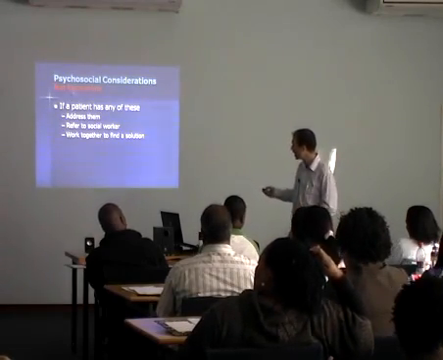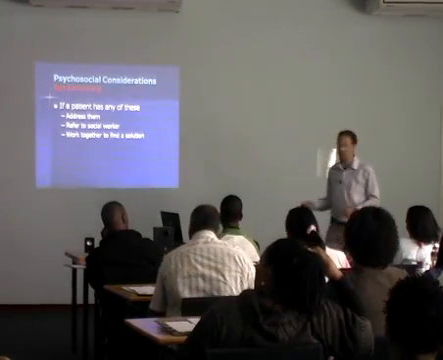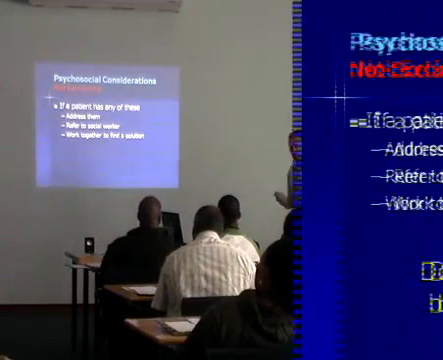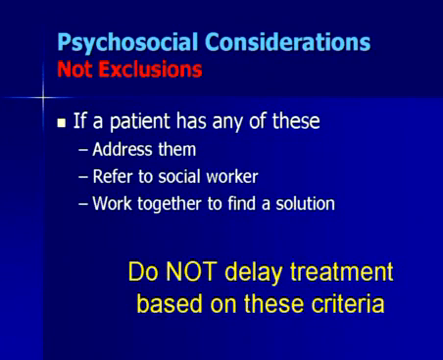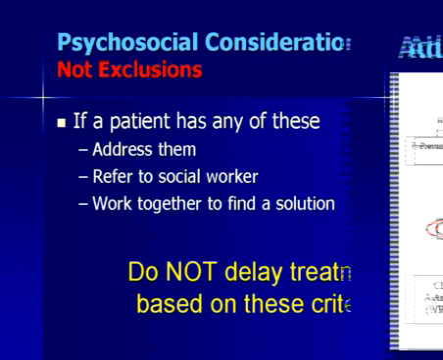So again, about the psychosocial considerations. If anybody has any of these things, they are important. They are important to the patient's long-term success, and they should be addressed. But most of them can be helped by referral to a social worker. We should work together with the patient, the social worker, the counselor, the nurse, the doctor, to find solutions to the problem, but they should not be an exclusion from ARVs, and the sole reason not to start ARVs.